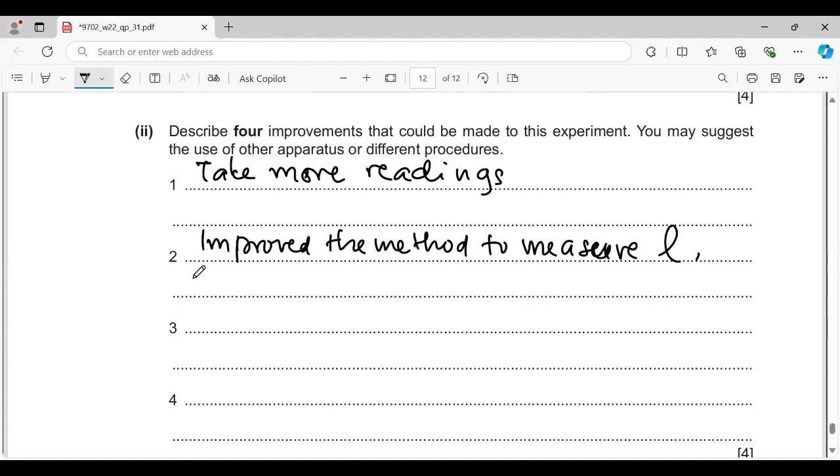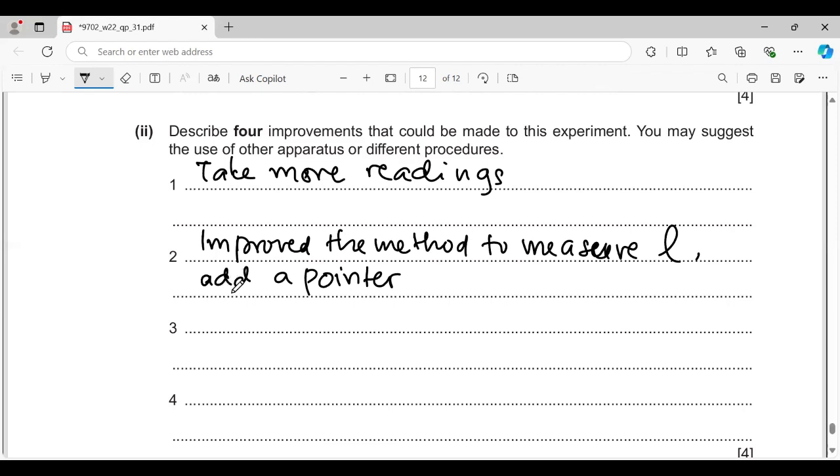For example, add a pointer on the pendulum, so we can make sure that this is the pointer, this is the center. So the pointer is the center of the pendulum or the center of the clay.